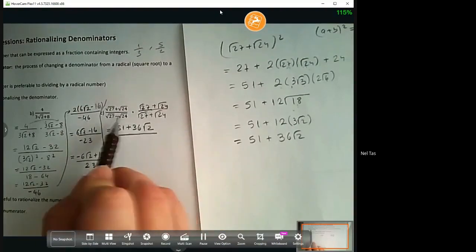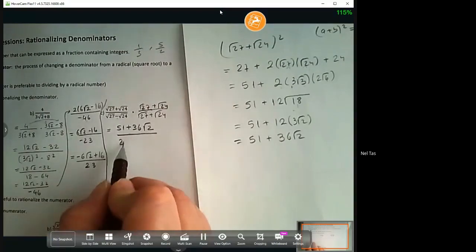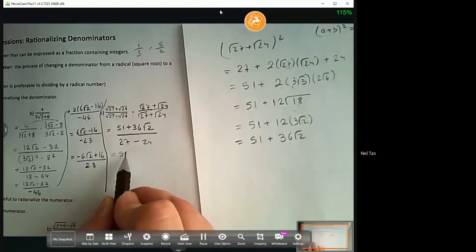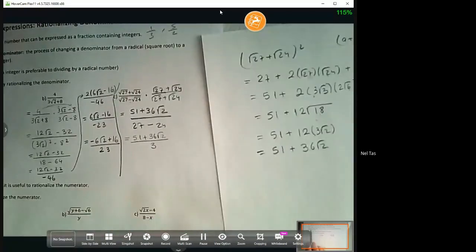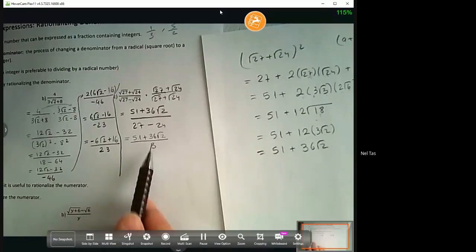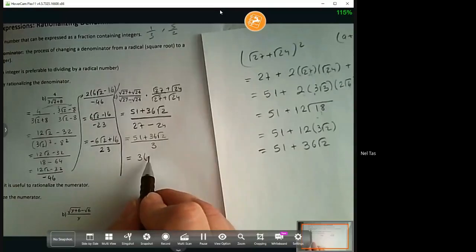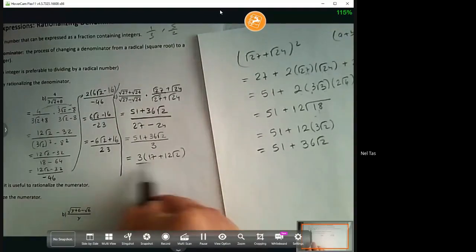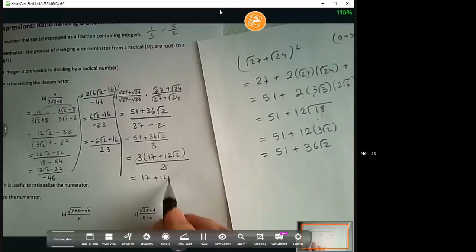Denominator, again, we created difference of squares here. So then we get root 27 squared minus root 24 squared. Okay, so we get 51 plus 36 root 2 over 3. And finally, again, when you look at 51, 36, and 3, all are divisible by 3. The factor 3, 51 divided by 3 gives you 17, plus 36 divided by 3 is 12. Okay, so 3 and 3 is gone. So 17 plus 12 root 2 is the answer.